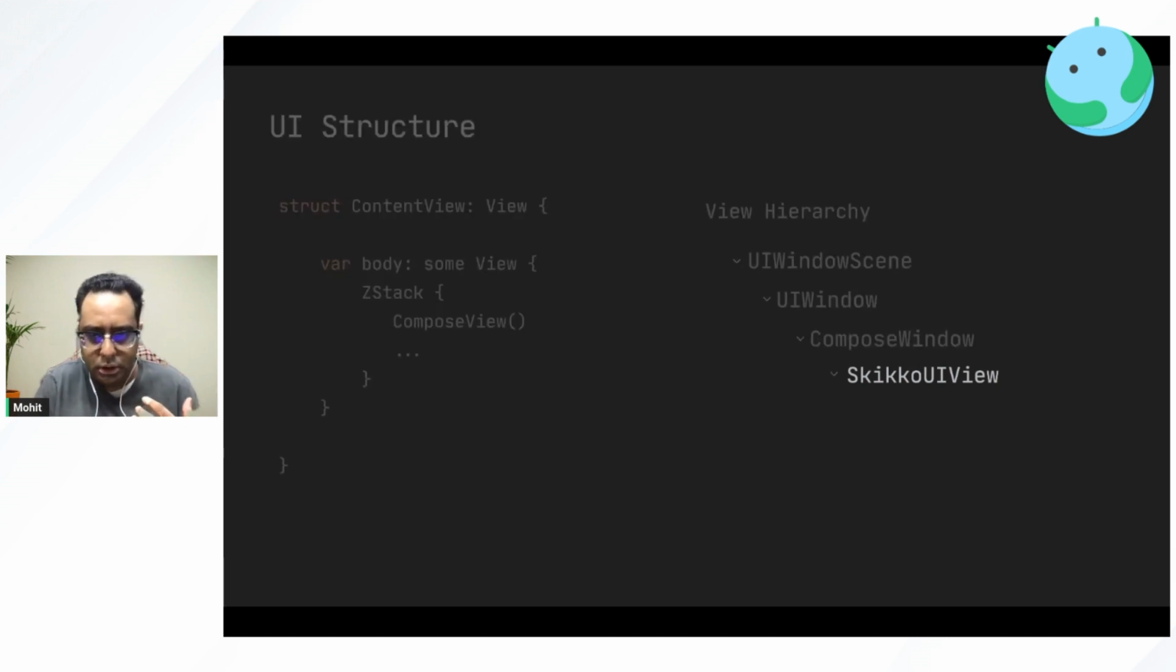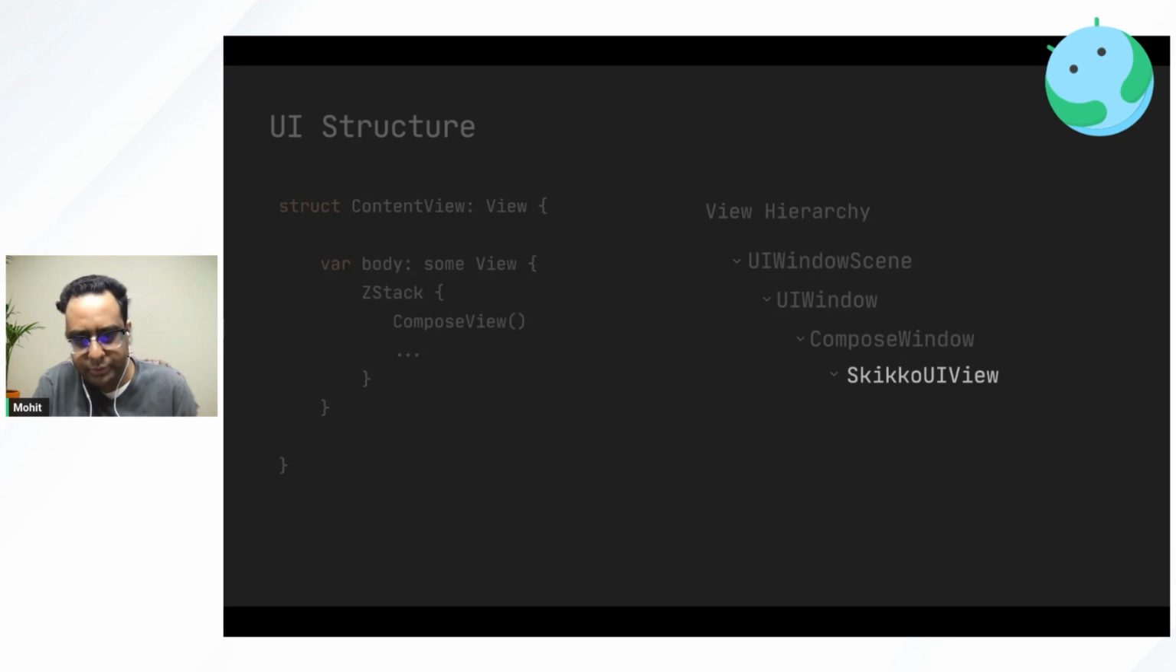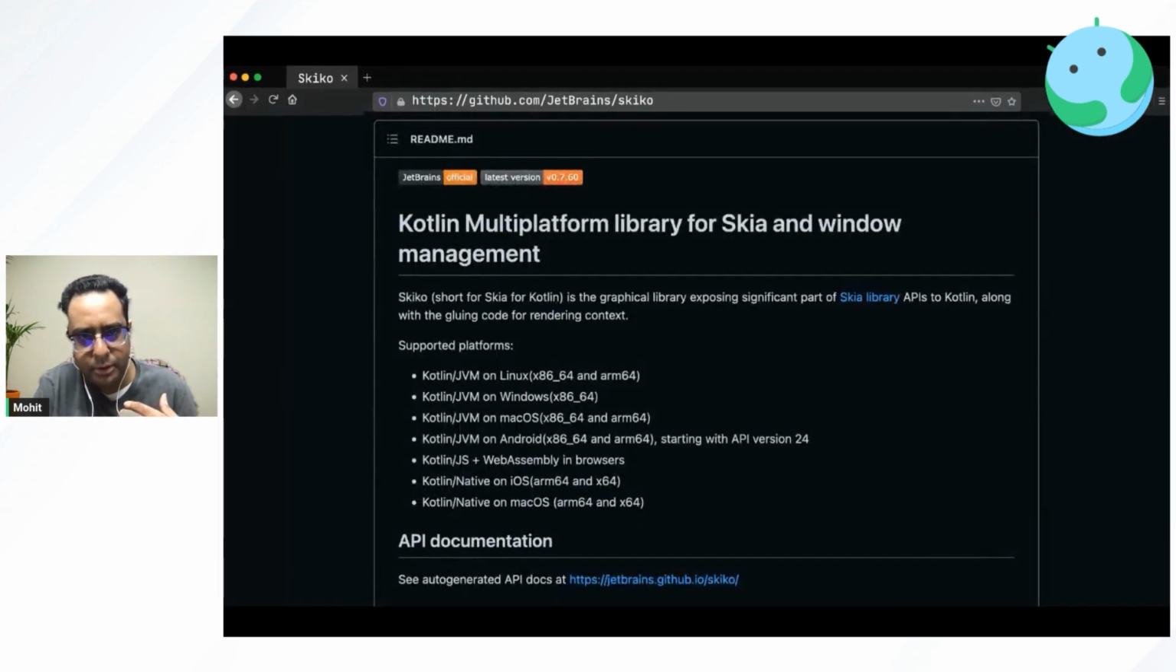This UI view that it's adding in there is basically from a drawing library. And when you look at this UI view hierarchy, what you don't see is the ZStack or these other types of primary views. What you'll see is this UI view, which is the root view. Where this comes from is an external library by JetBrains called Skiko.